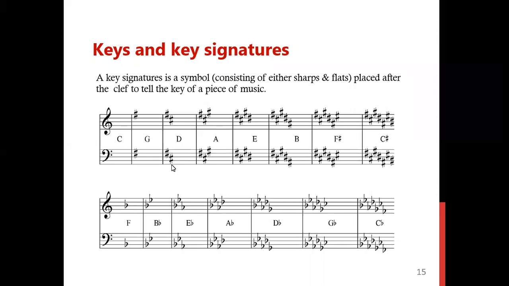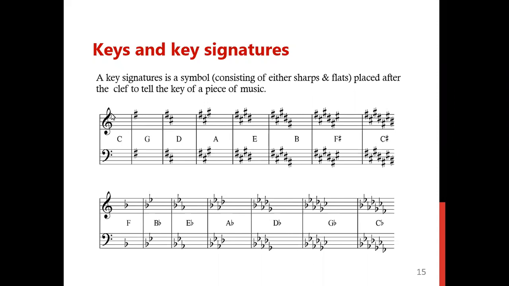All right, for keys and key signatures, let's start with the sharps. In every music piece, either you see the sharps or you see the flats as the keys. The signatures are normally symbols placed right in front of the clefs, immediately after the clefs. Depending on the number of sharps or flats placed in front of the clef, you are able to know the key of the song.